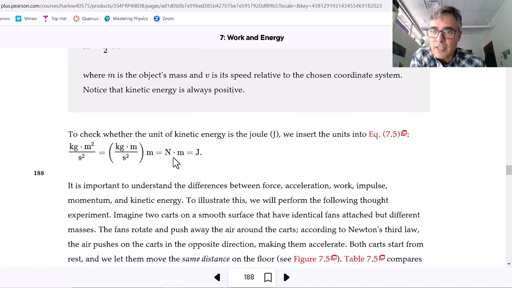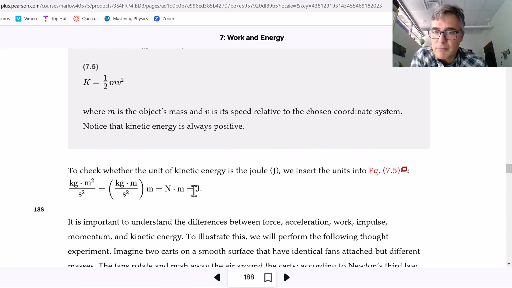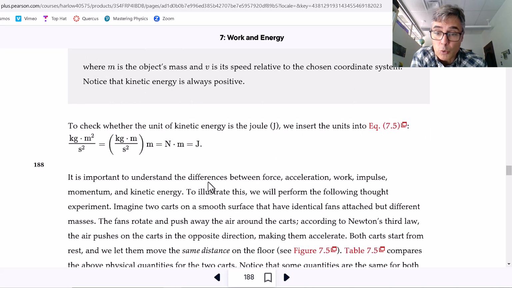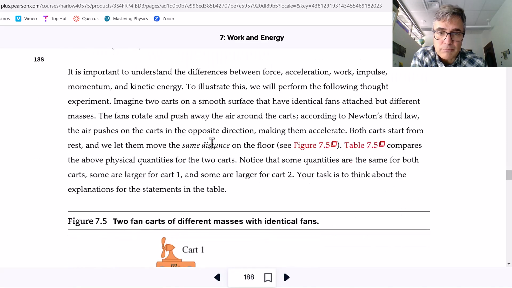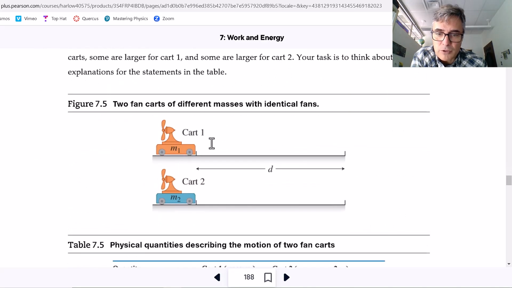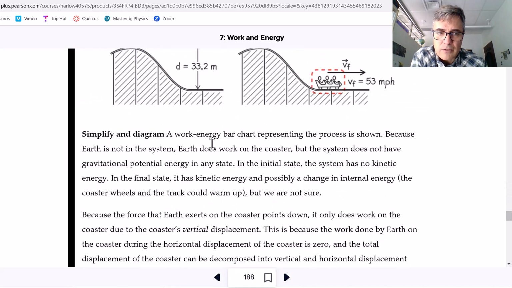What's interesting is that kinetic and gravitational potential energy both have the same units. It doesn't look like they would. It's mass, kilograms meters squared per second squared. That turns out to be the same as newtons times meters, and we have a special name for it. We call it joules. Joule is named after a physicist whose last name is Joule, and we put a J there for the units of energy. There are some examples of that.